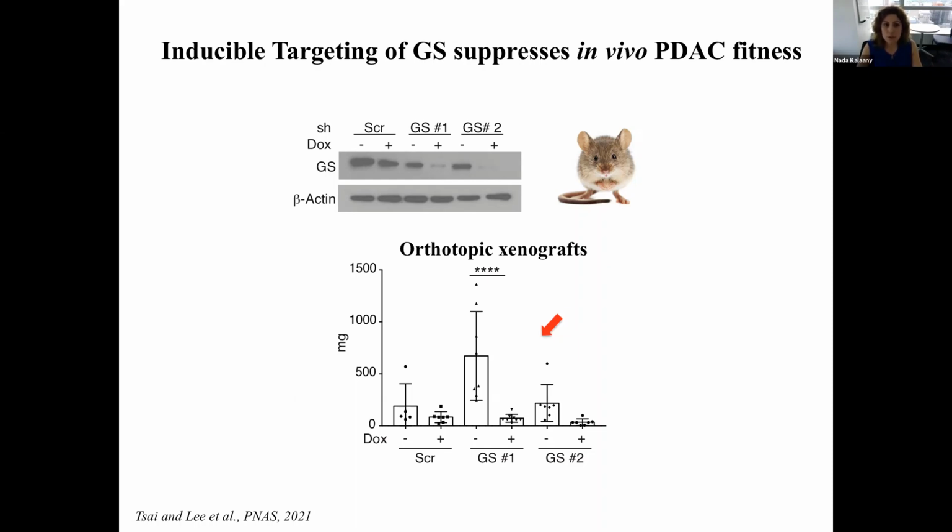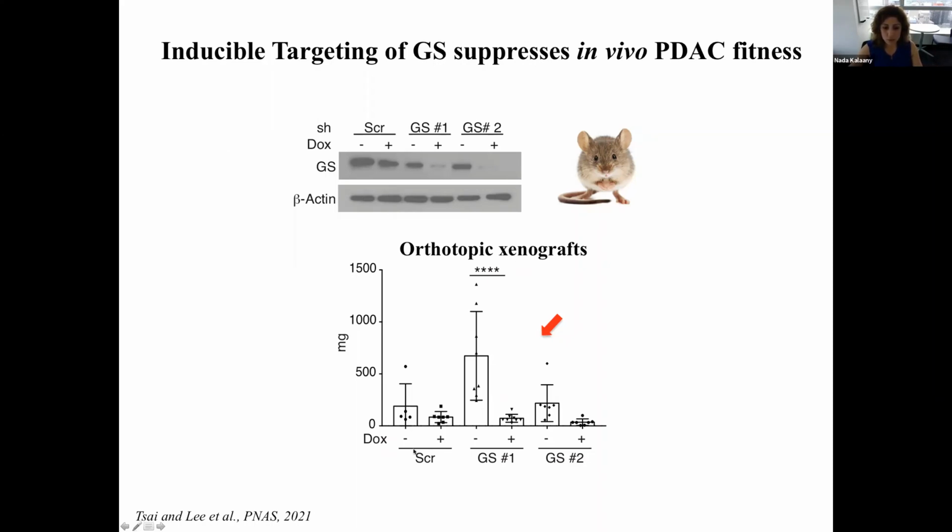But then we wanted to know whether this was also happening in vivo. So we transplanted or injected pancreatic cancer cells that were expressing hairpins or control scrambled in the pancreas, so that we can inducibly knock down GS post-transplantation. And the way we would do it is by doxycycline treatment in the water of these mice. And as you can see, I think we treated the mice 5 days after we injected the cells.